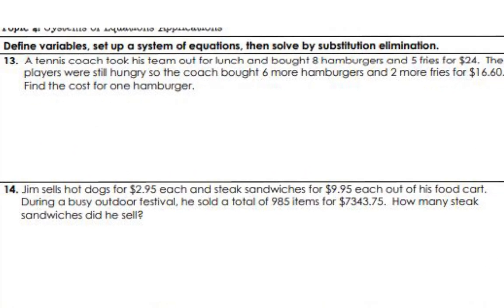All right, so a tennis coach took his team out for lunch and bought 8 hamburgers and 5 fries for $24. Players are still hungry, so the coach bought 6 more hamburgers and 2 more fries for $16.60. Find the cost for 1 hamburger. Okay, so we need to define. Let's just say that x is the cost of a hamburger. It's real important that you identify this. It's the cost of a hamburger. And y is the cost of fries.